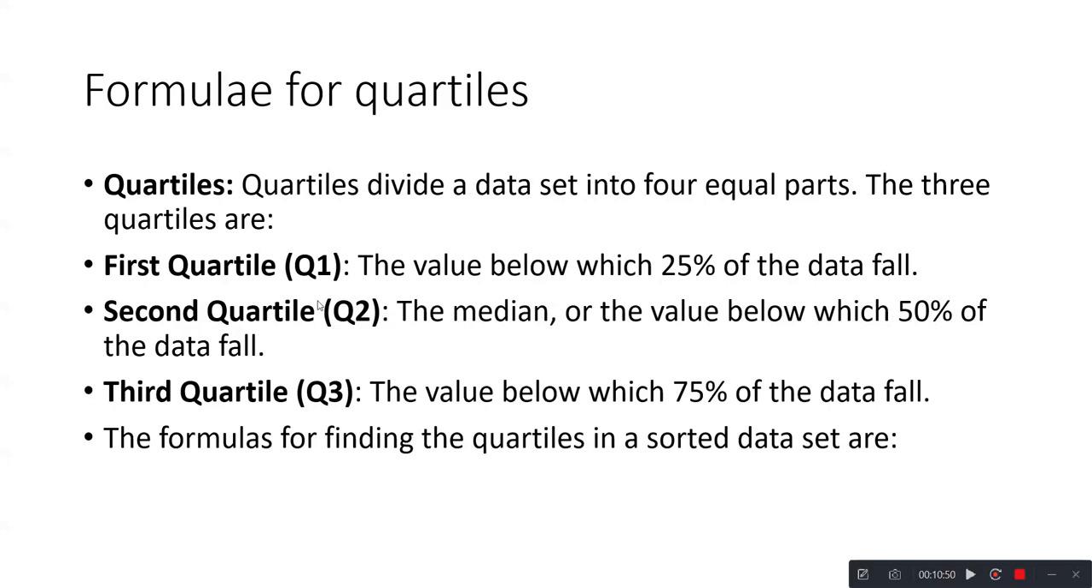As we have already said, Q1 is the value below which 25% of the data falls. The median, or the second quartile, is the value below which 50% of the data falls. Then the third quartile is the value below which 75% of the data falls.